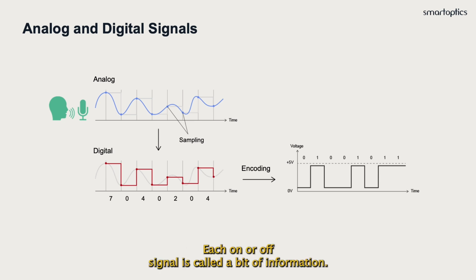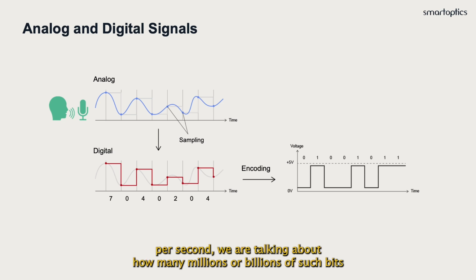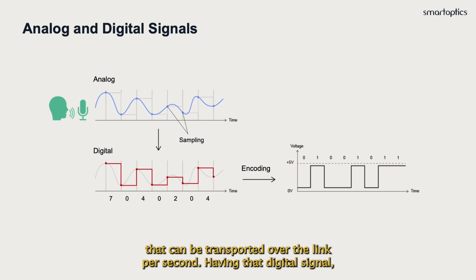Each on or off signal is called a bit of information, and when we say that a link has a capacity of a megabit per second or a gigabit per second, we are talking about how many millions or billions of such bits that can be transported over the link per second.